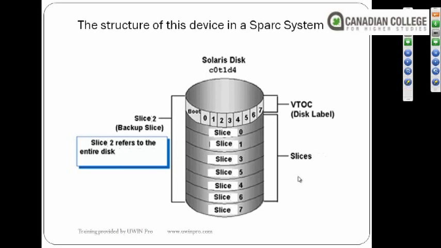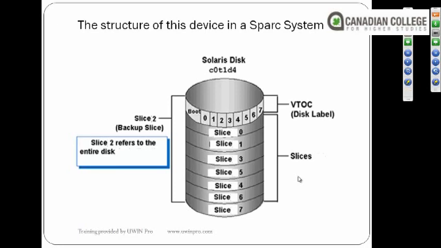Then slice 1. Slice 1 is mostly used for swap. This is if the hard drive is bootable. If the hard drive is not bootable, slice 0 need not be root. I can have slice 0 and copy data there. So this is the structure, and then we have the volume table of contents. You have 8 slices here, and this is the regular physical hard drive.